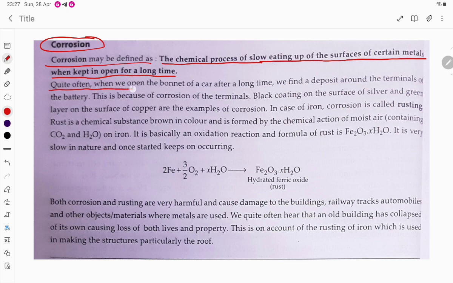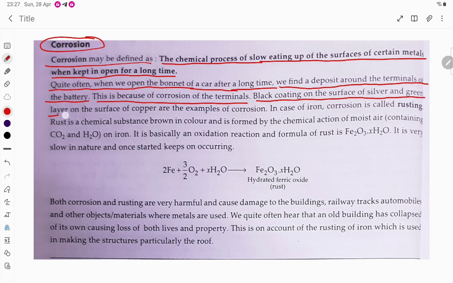Quite often when we open the bonnet of the car after a long time, we find a deposit around the terminals of the battery. This is because of the corrosion of the terminals. Black coating on the surface of silver and green layer on the surface of copper are examples of corrosion only, student. In case of iron, corrosion is called rusting.